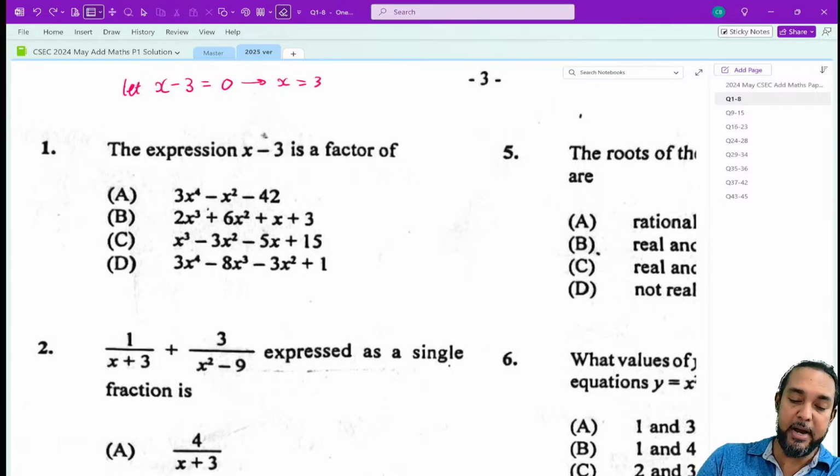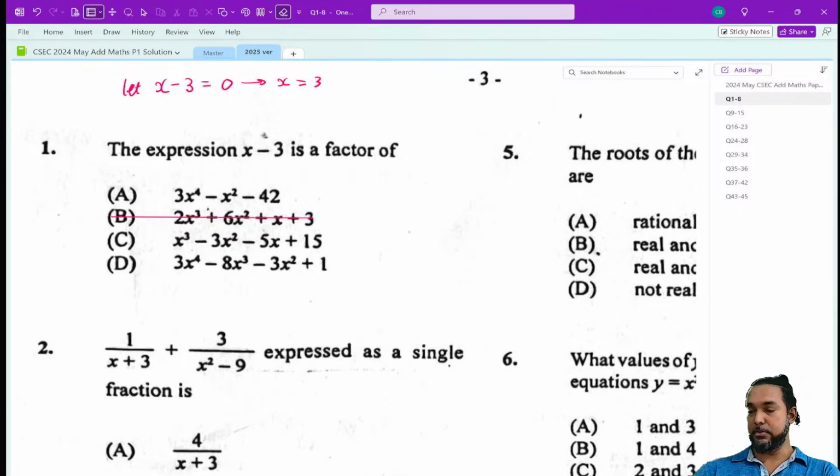Now I can tell you right off the bat, B is out, and I'll tell you why. If you were to sub 3 inside of that, you only have positive terms. Taj, that's correct, you're quite right. So you only have positive terms, so it's not going to cancel to 0.